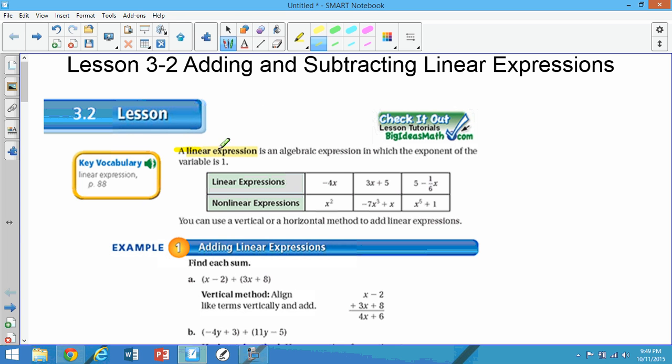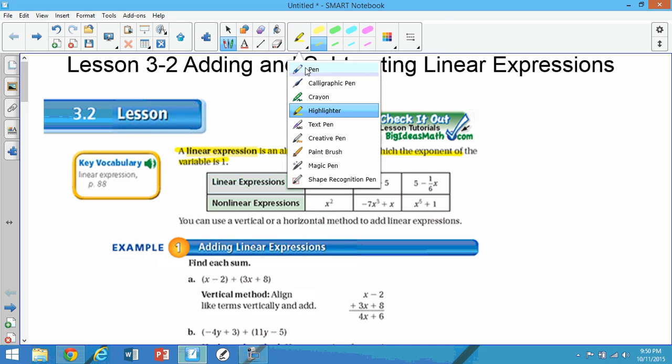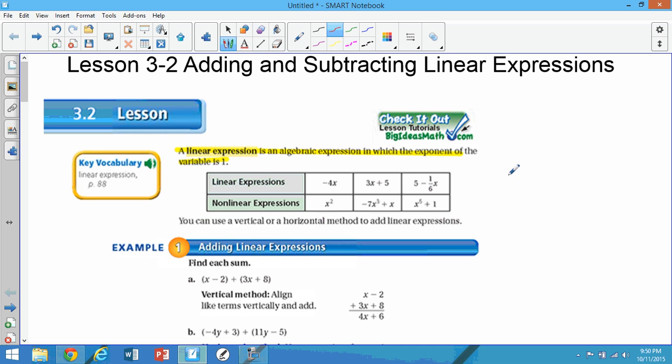So you need to know that a linear expression is an algebraic expression in which the exponent of the variable is 1. Now that's kind of wordy, but essentially what that means is that if you look here in this table, all of these are linear expressions, okay? And if you look at the bottom table, all of these are non-linear. They are not linear expressions.